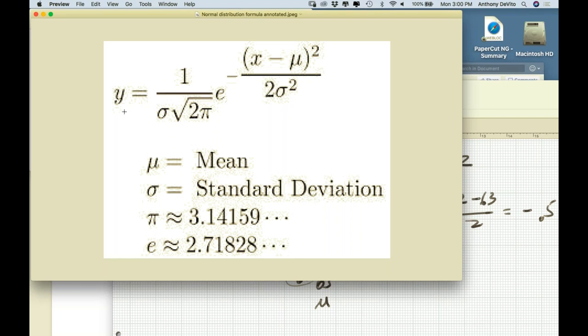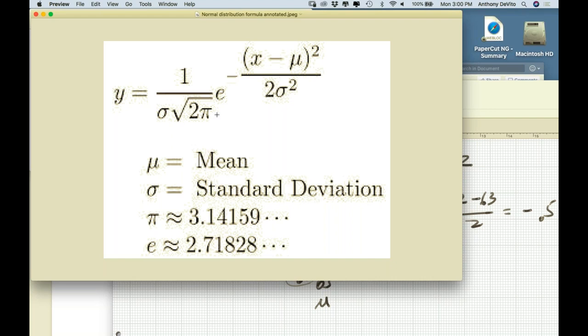Y represents the height of the curve, right? So if you want to calculate each point on the curve, you would use this formula: 1 over sigma times the square root of 2 pi, times e. E is a natural number that the natural logarithm is based on, 2.72 something. Don't worry about that, we don't want to get into that right now. Then e to the minus x minus mu squared over 2 times sigma squared.